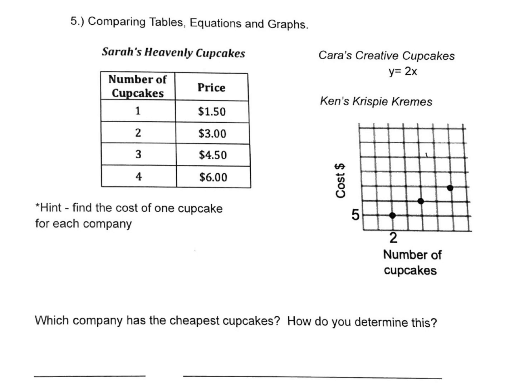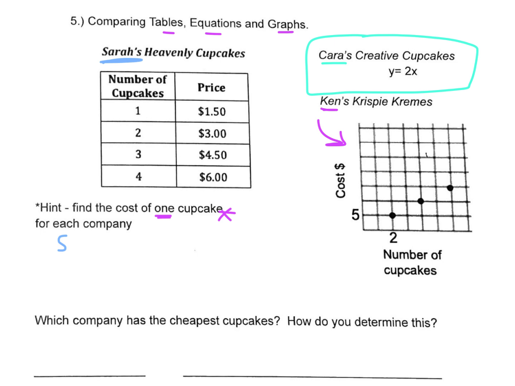Okay, next we're going to examine tables, equations, and graphs. So just so you're aware, here we have Sarah, and she has a table of cupcakes. We have Kara, which you can get the cupcakes cost with an equation. And then we have Ken, who has this graph right here. Okay, so there's a hint here that says we're going to find the cost of one cupcake for each company.